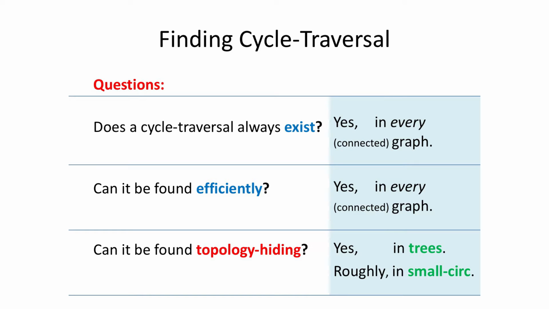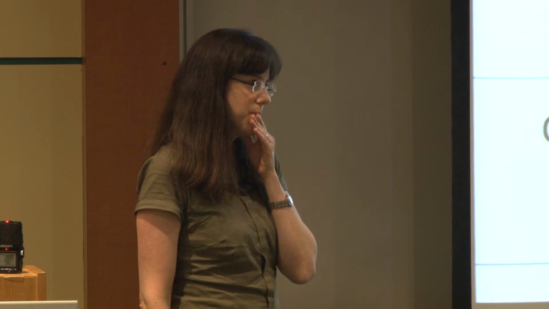Can it be found topology hiding? Yes, in trees, and in small circumference graphs, roughly. I'll show you what I mean by that. But by revealing that if I am a node, it's going to go through me twice, then it reveals some more information. It won't. Let's see how we do it.